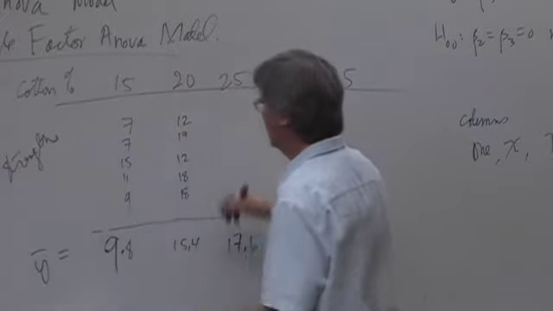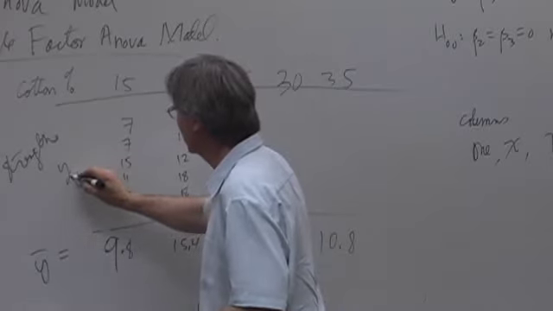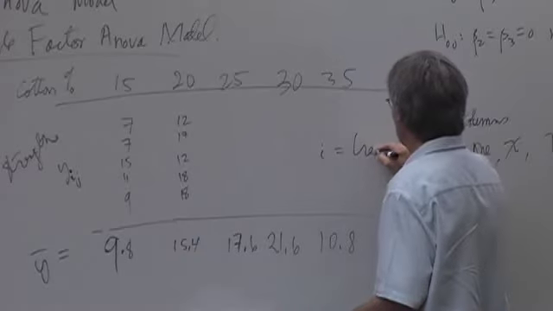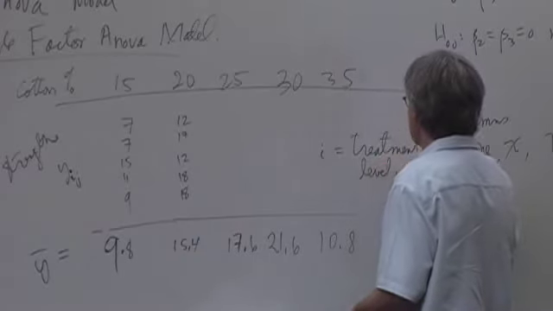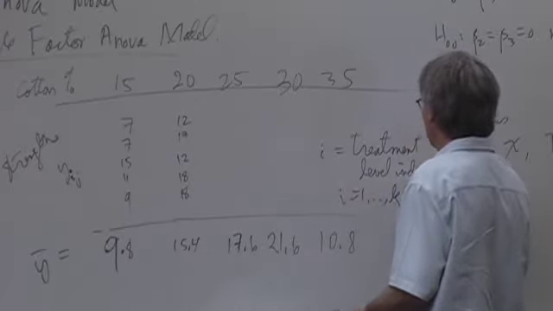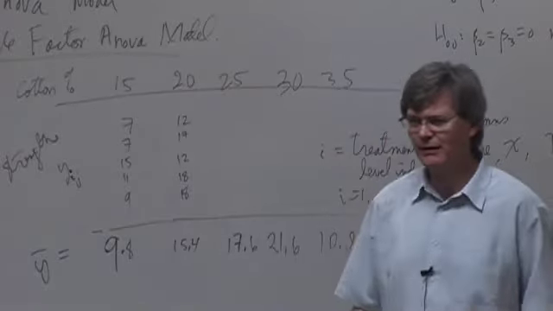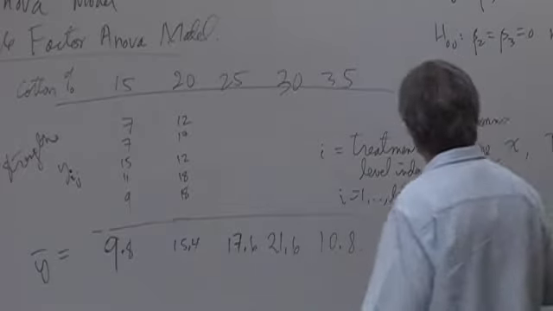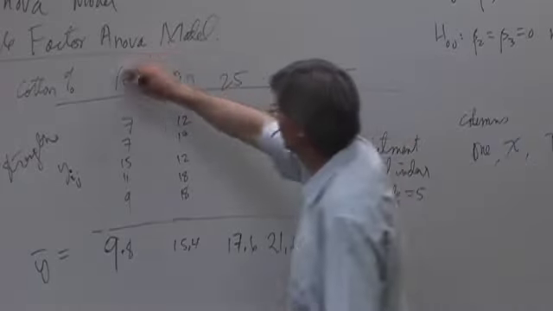Anyway, these were the y values, and they call these yij. So i in this case is the treatment level index. i goes from 1 to k, which here would be 5. There are also 5 repeated observations in each column. It's unfortunate that the number of treatment levels was equal to the number of repeats, but it just happened in this case.